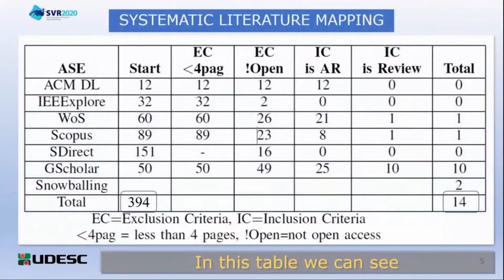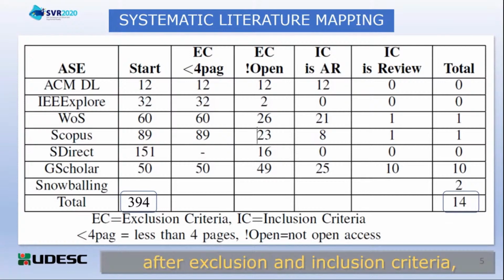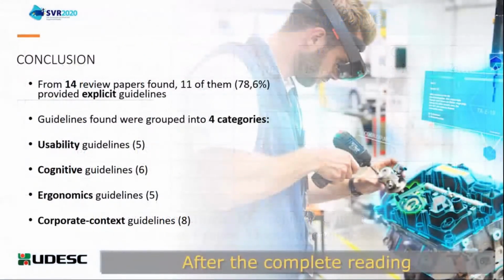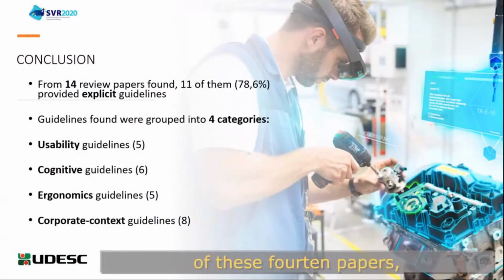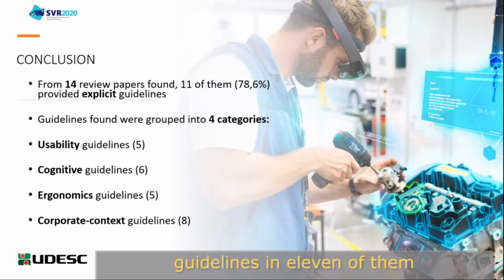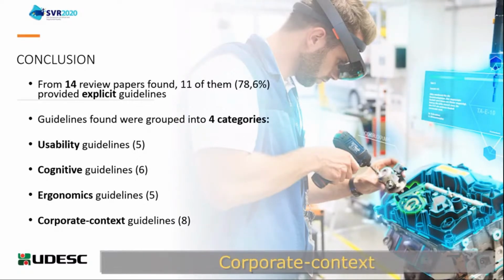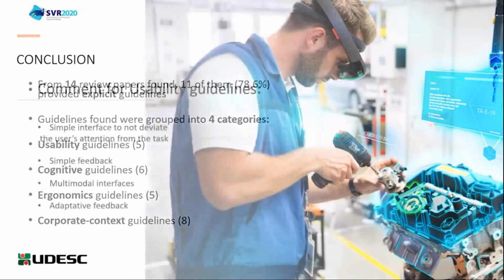In this table, we can see the academic search engines used, the initial number of papers, and after exclusion and inclusion criteria, the 14 review papers that resulted. After the complete reading of the 14 papers, we were able to find explicit design guidelines in 11 of them. We categorized the guidelines found, resulting in 4 groups: usability, cognitive, ergonomics, and corporate context.